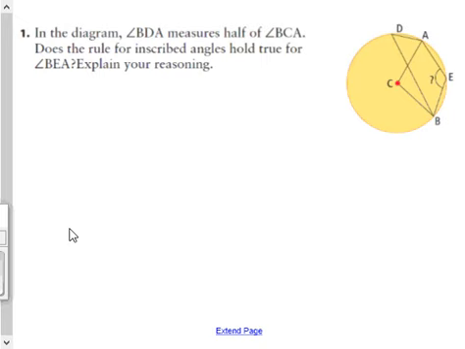Okay, section 10.1 on circle geometry. The first section of chapter 10 deals with inscribed angles and central angles. Question 1 says, in the diagram, angle BDA, meaning starting at B, going to D, and going to A, so that angle right there is half of angle BCA. Why? Because it's an inscribed angle to a central angle.